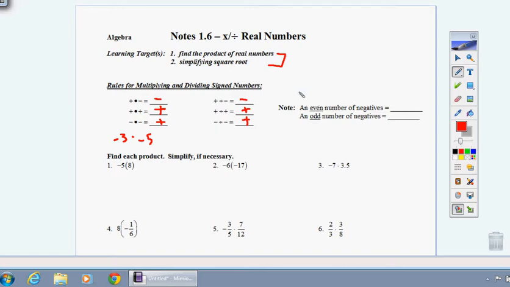So, note, here's a little shortcut, so you don't have to refer back to this all the time. An even number of negatives is always going to be positive. So notice here I have a negative divided by a negative. There's 2, it's an even number. It's going to be positive. With an odd number of negatives, anytime you only have one negative, your final answer is going to be negative.